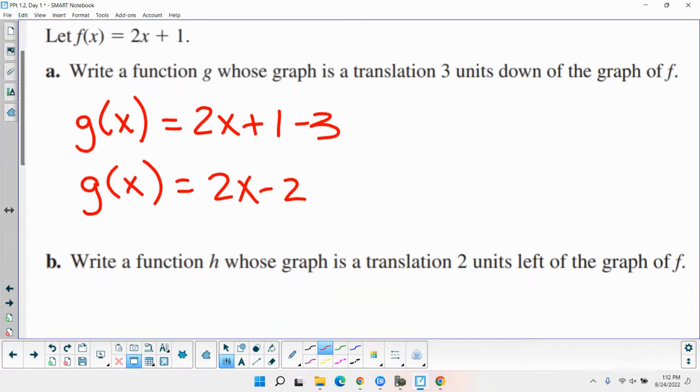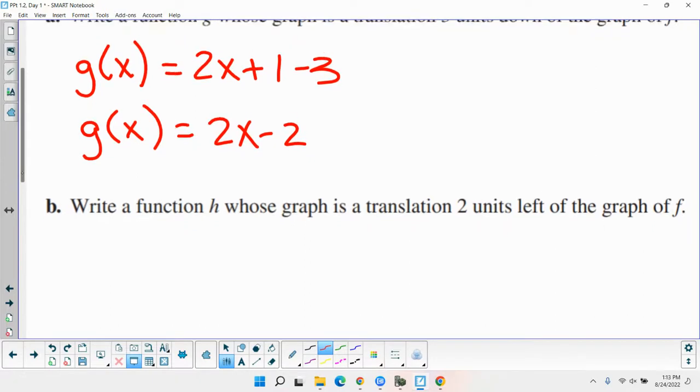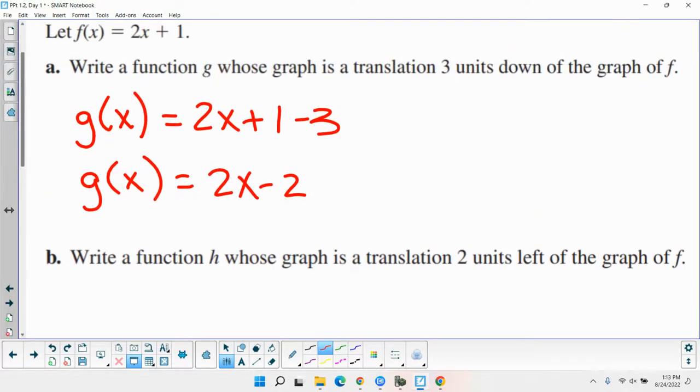Left and right, we got to think a little bit more. We start out with the same function, 2x plus 1. This time they tell us to use h. So we got the 2, and now we're taking care of the x part. And the plus 1 is still there. 2 units left. We just did that, didn't we? Or did we do 2 units right? We already did 2 units right, didn't we? So 2 units left, what do we do?